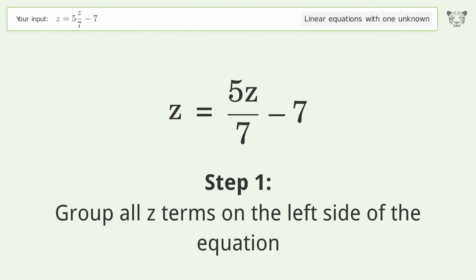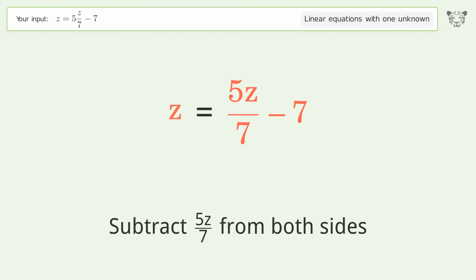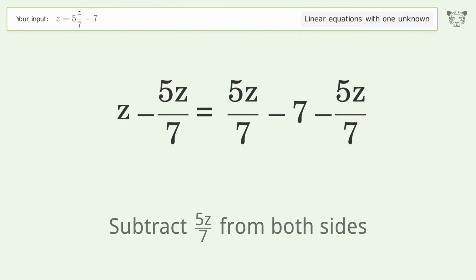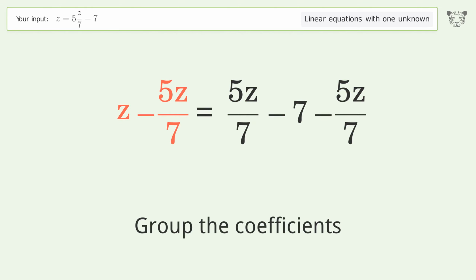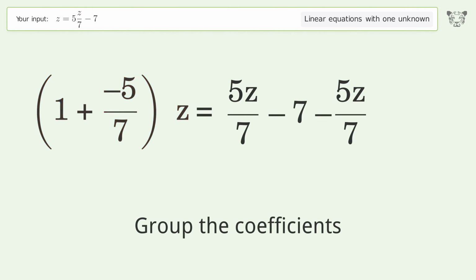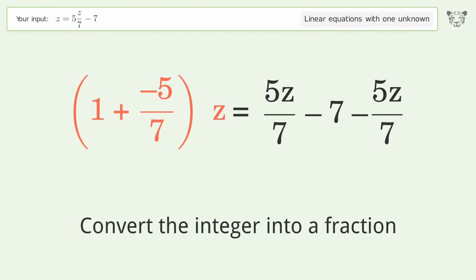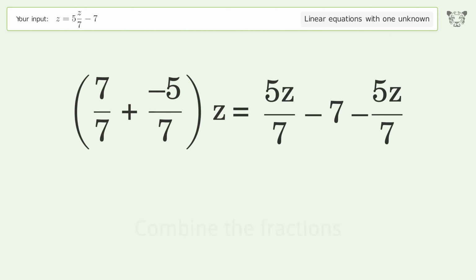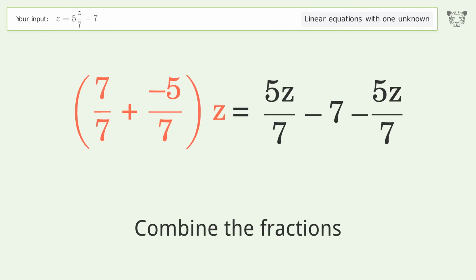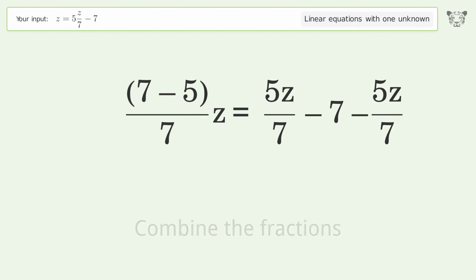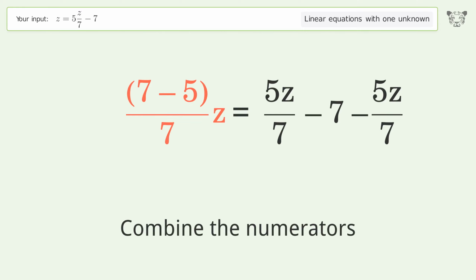Group all z terms on the left side of the equation. Subtract 5z/7 from both sides. Group the coefficients. Convert the integer into a fraction. Combine the fractions. Combine the numerators.